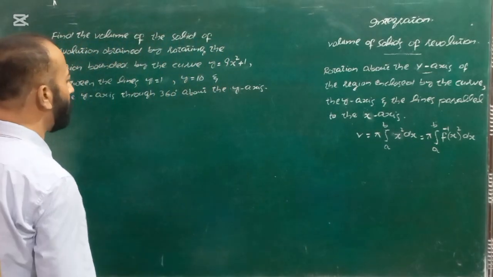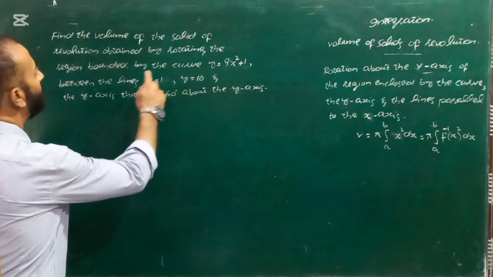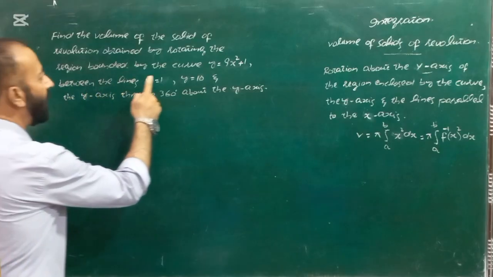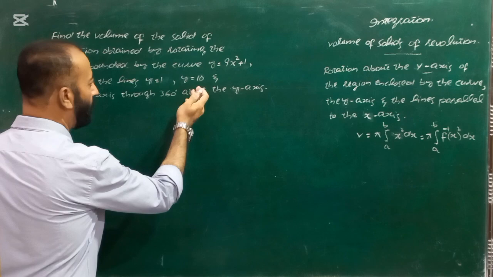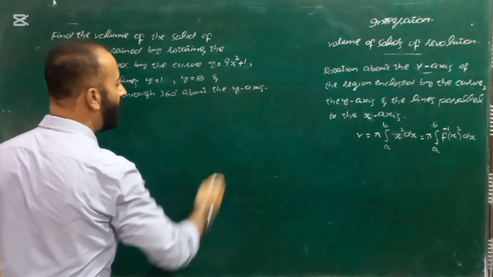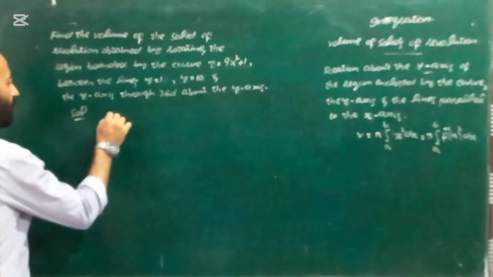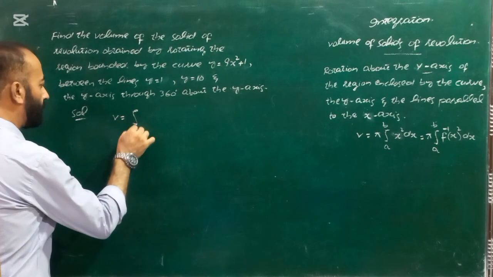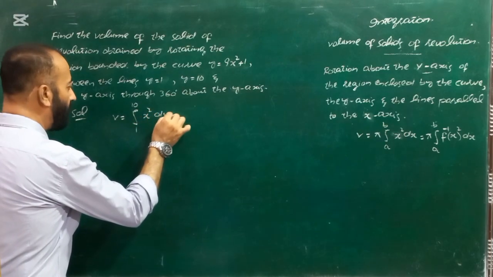Here is a question that will make your concepts clearer. Find the volume of the solid of revolution obtained by rotating the region bounded by the curve, between the lines y equals 1 and y equals 10 and the y-axis, through 360 degrees about the y-axis. The solution: volume will be equal to, limit from 1 to 10, x squared dy.